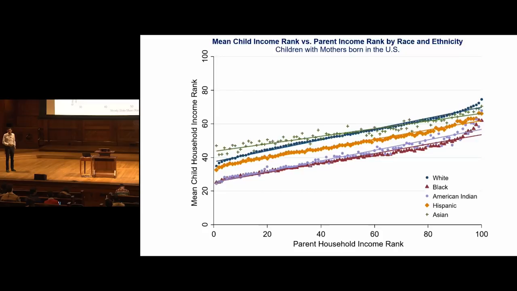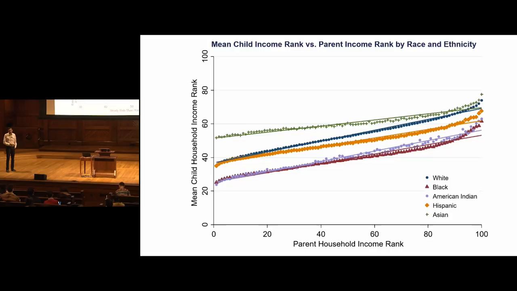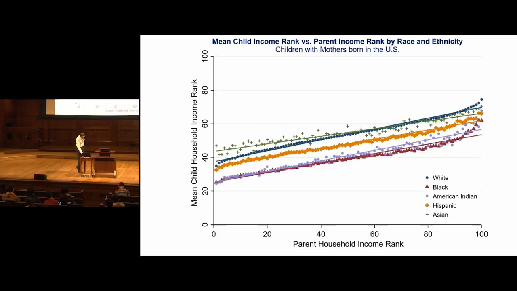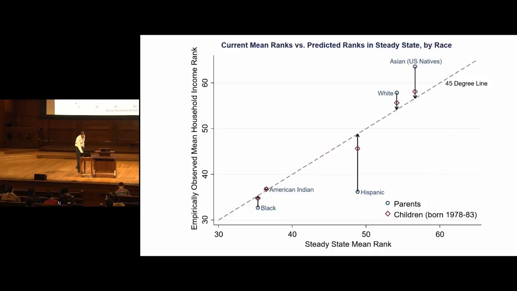Question. Yeah, so you can basically see that by toggling between these two slides, right? This includes everyone, all Hispanic kids. This is Hispanic kids with moms born in the US. That one doesn't change a lot. The one that's really changing a lot across those two slides is the Asians, yeah. Others? Other questions?